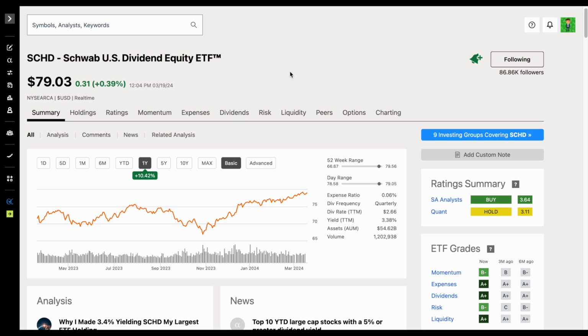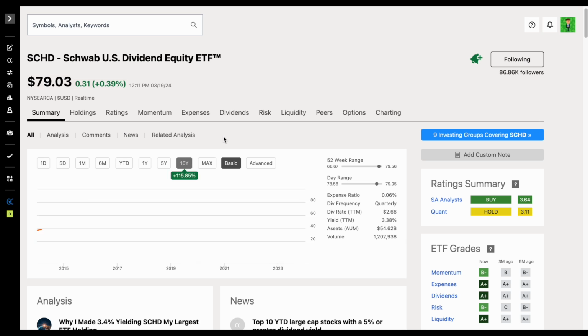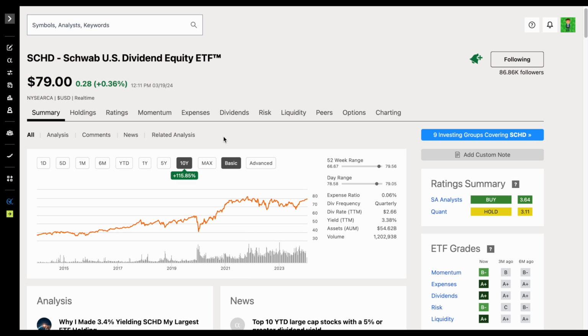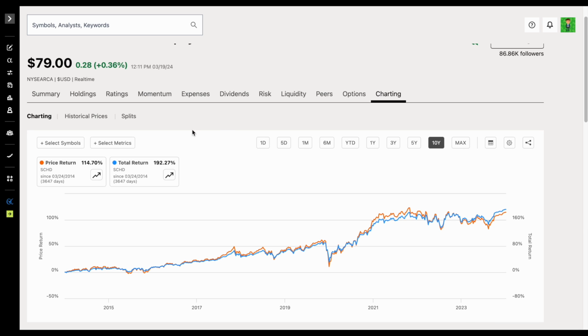So let's go ahead and start this breakdown. Now, historically speaking, SCHD has performed very well. If we look at the past 10 years, purely from a price perspective, they're up around 116%, but we also need to keep in mind much of their total returns does come in the form of dividends. So yes, while their price return was around 114% over the past decade, including dividends, the total return came in at around 192%.